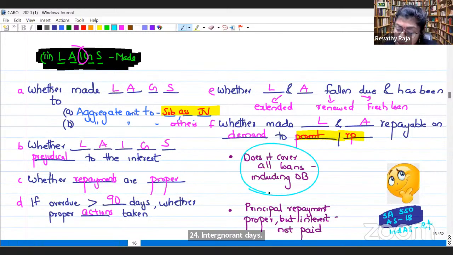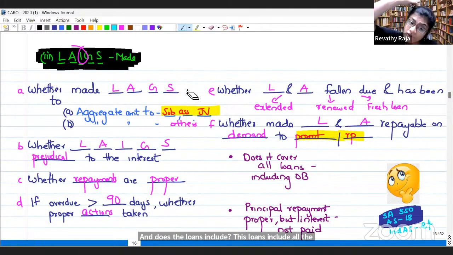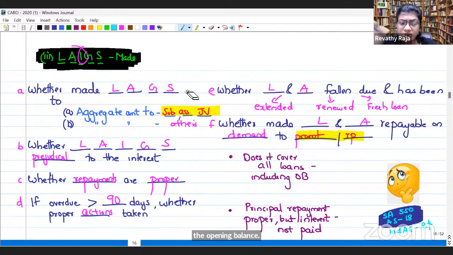And does the loans include? This loans include all the loans, including old loans which were given, which is just the opening balance. And when you report total amount to joint venture this much, total amount to others this much, when you see the 90 days, should we also cover loans given in prior year? This year they have been brought down as opening balance. Old loan. Do you need to check that also?